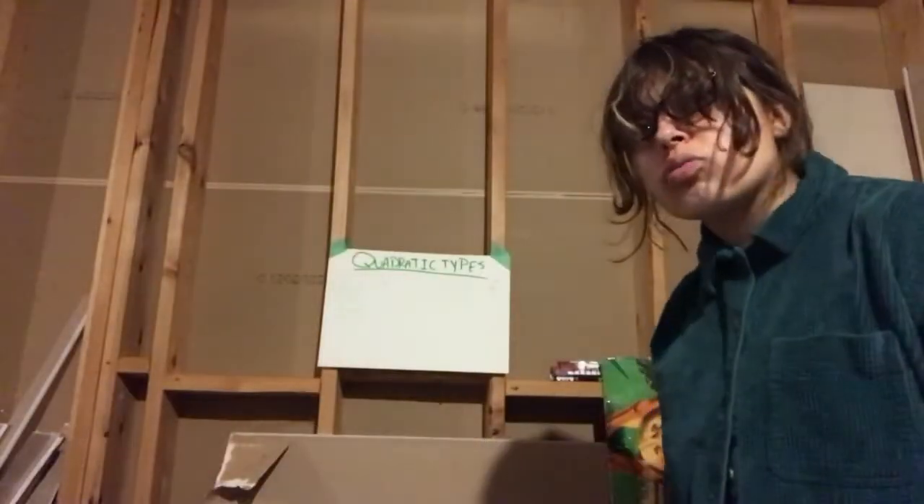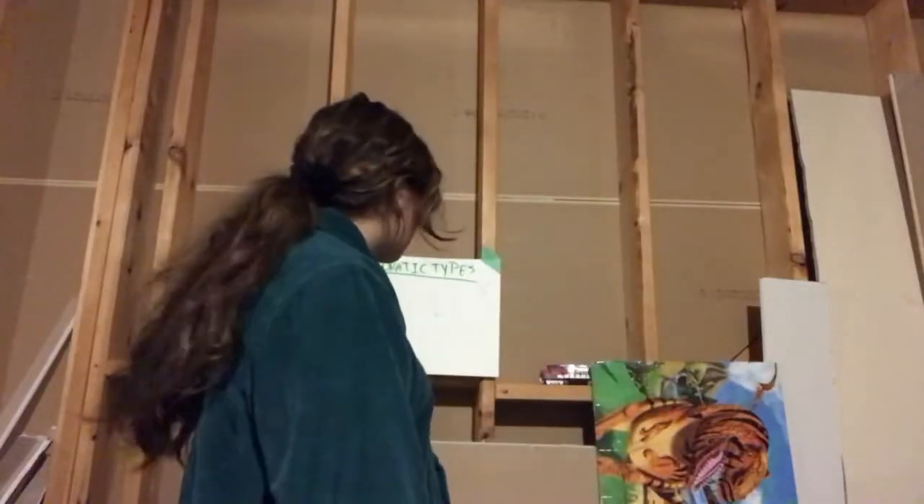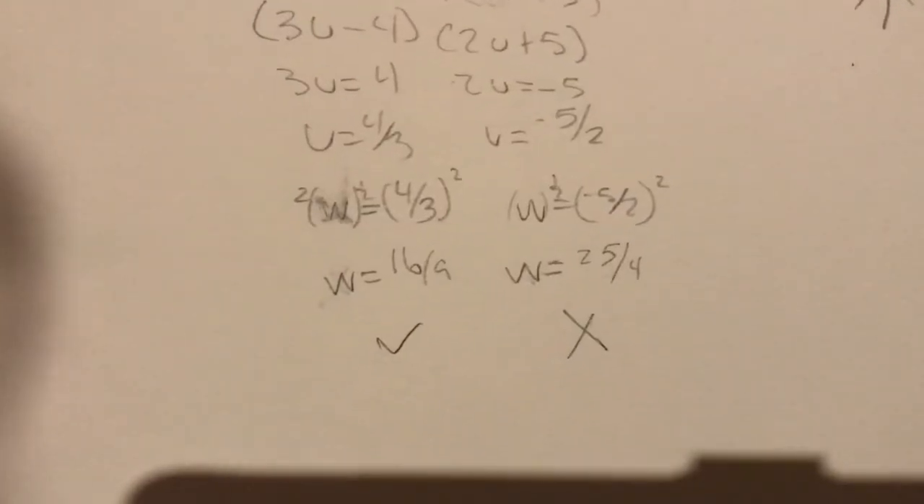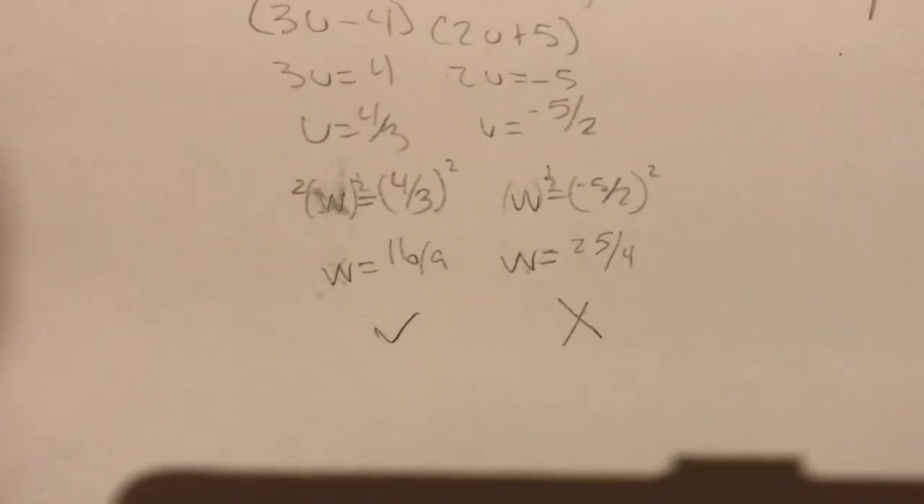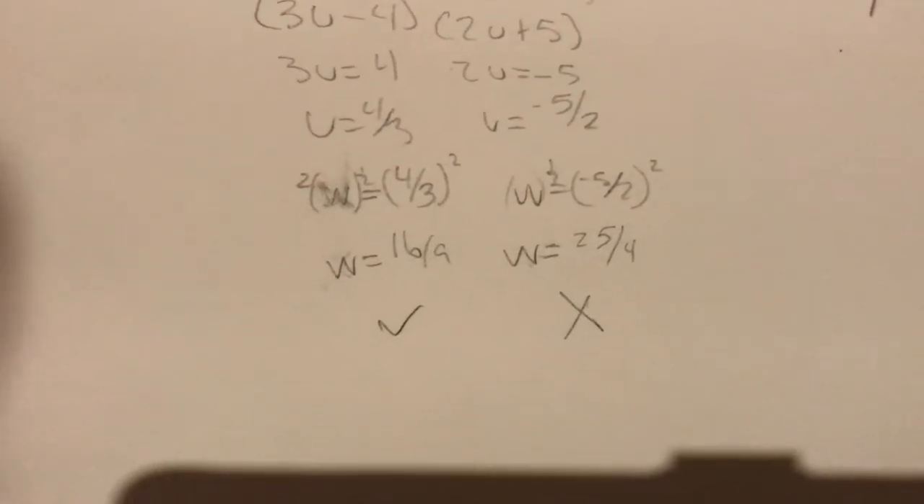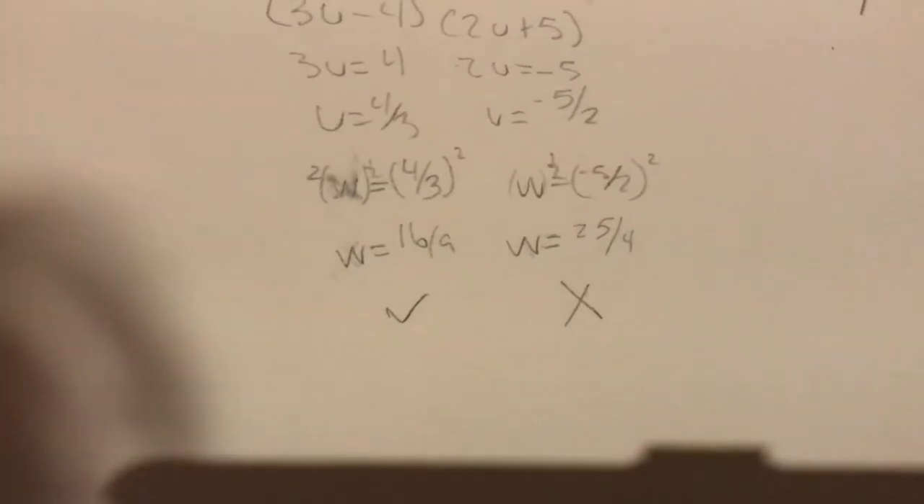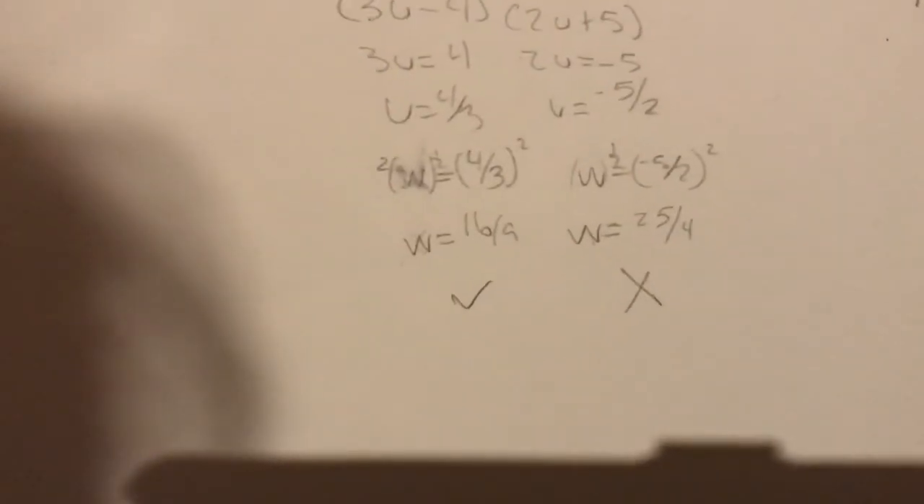Can anyone tell me what we do next? Oh, wrong. Yes, Roger. You have the answer? You're gonna have to plug back in the x to the 1/2. Hey, somebody give that fat kid a cookie, because that's the right answer. After we raise it to the second power, we get w equals 16/9 and w equals 25/4. And if you plug those back in, 16/9 is the only one that works.